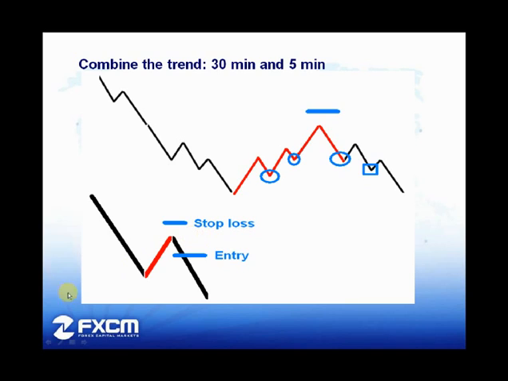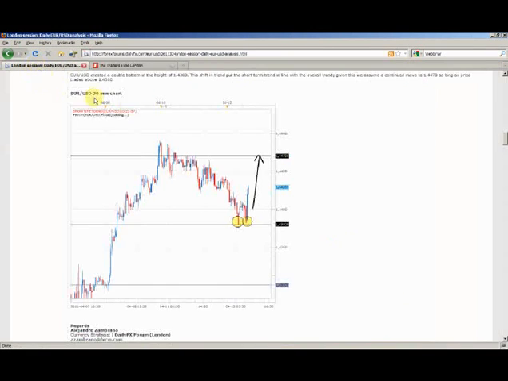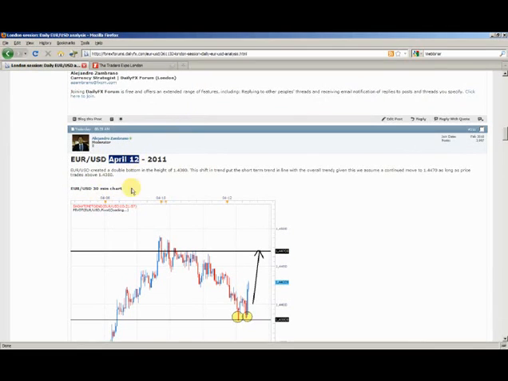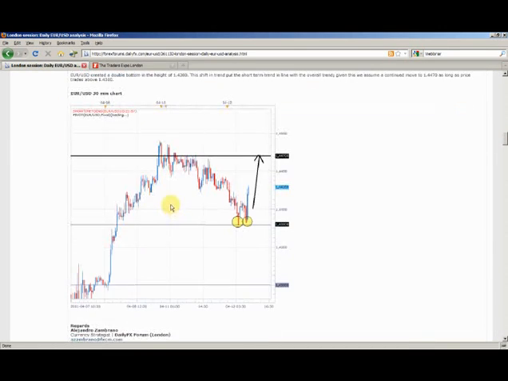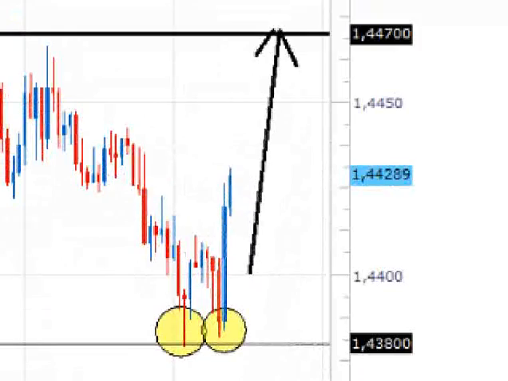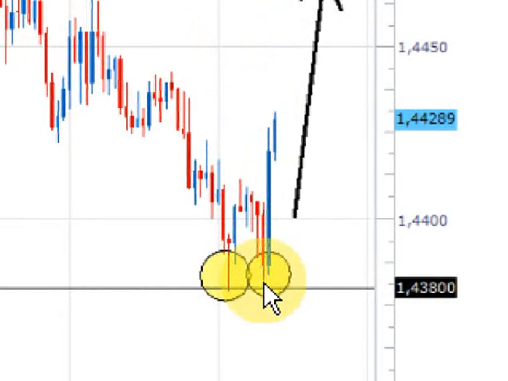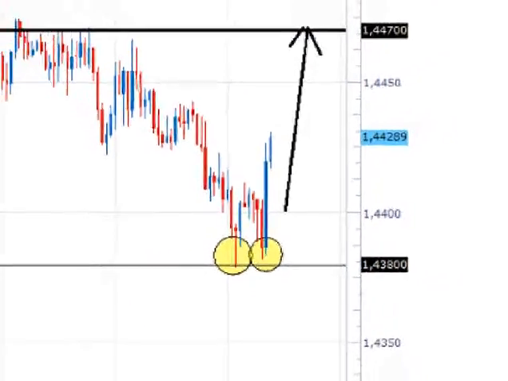Let me show you guys a real example of this. I'm gonna show yesterday's example. Let me show you this. This is the analysis from yesterday. This is the euro dollar, April 12th. We see here that we're on an uptrend. We created a double bottom right here, giving us the short-term trend.